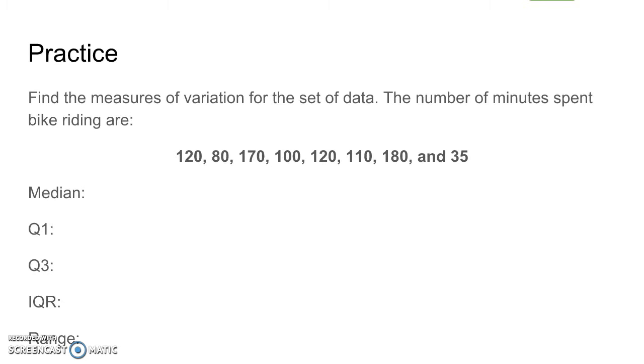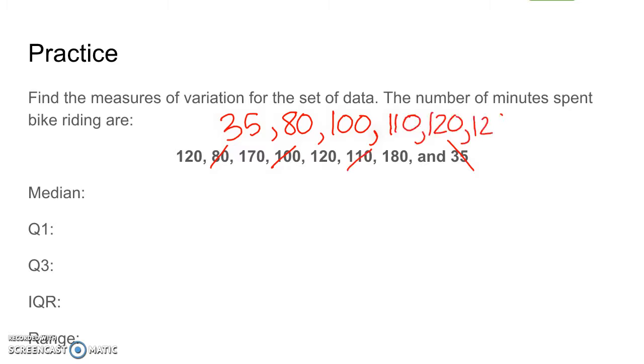Let's quickly do that. So I'm going to start with 35, 80, and do this with me in your notebook. 100, 110, I see 2 120s, boom, boom, 170, and then 180. Okay? So I've put my data set in order from least to greatest.